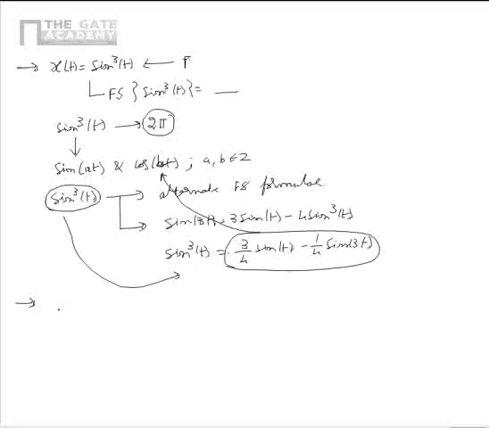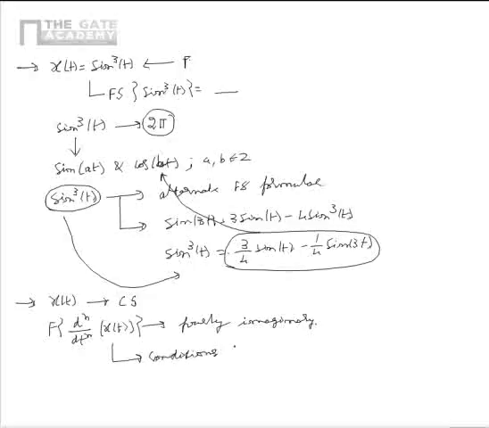Now let us consider another problem as per which there is a continuous time non-periodic signal which is conjugate symmetric. So say that signal is x of t. It is given that the Fourier transform of d n by dt n of x of t is purely imaginary. Then find the condition on n for these conditions to be satisfied.